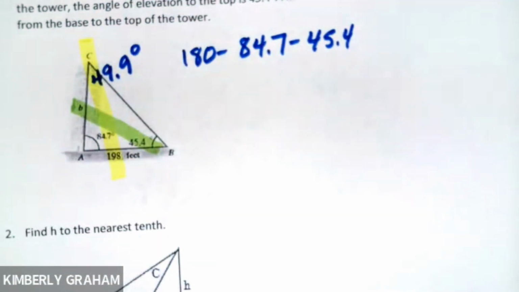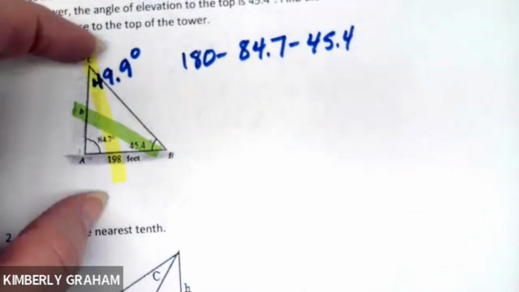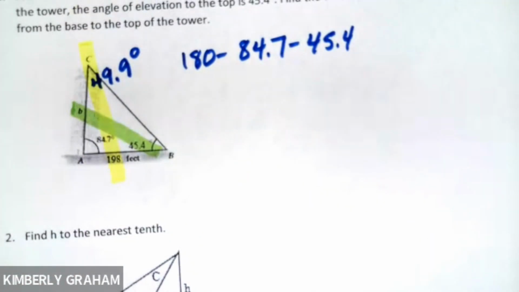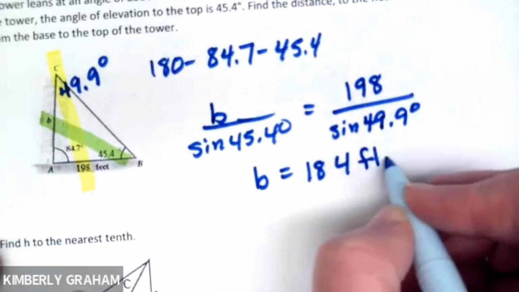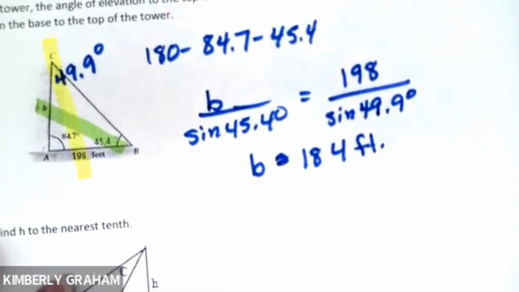So now I have an angle side pair with my C's that I've highlighted in yellow. So I set up my ratio with my C's and my B's. Let me give you all a minute to set that up and solve that. Now you should get approximately 184 feet.